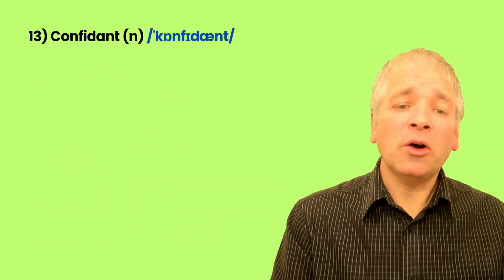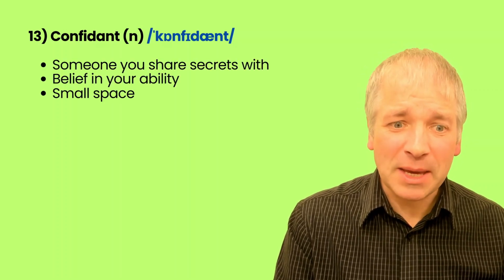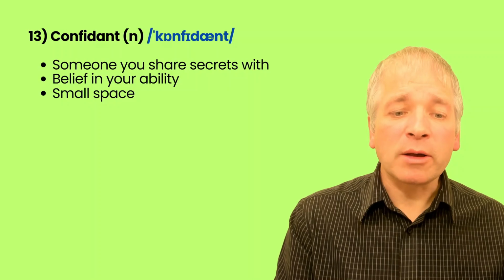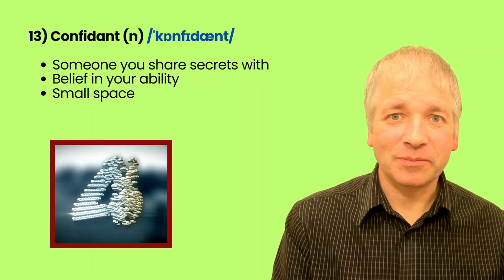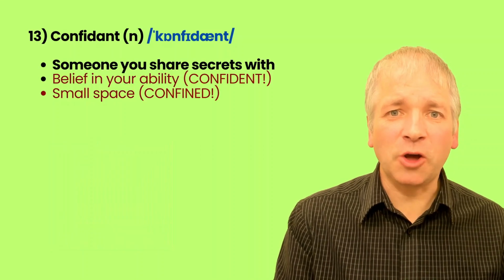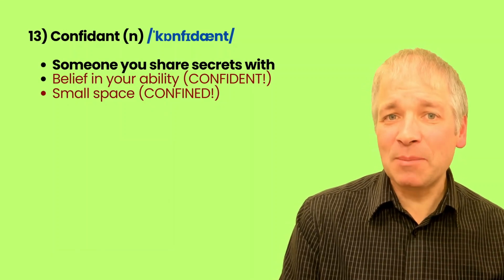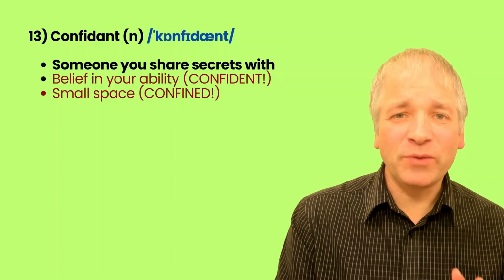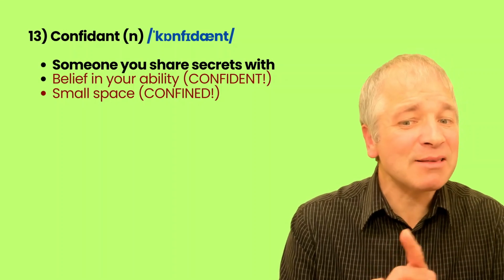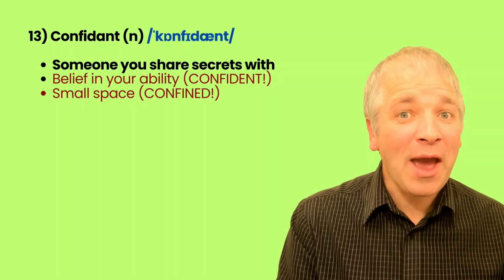13 is confidant. Does this mean someone you share secrets with, belief in your ability, or a small space? A confidant is someone you share secrets with. It's very similar in sound and spelling to confident. If you're confident, then you have belief in your ability, but this has an E, not an A, in the final syllable. And it's not confined either.